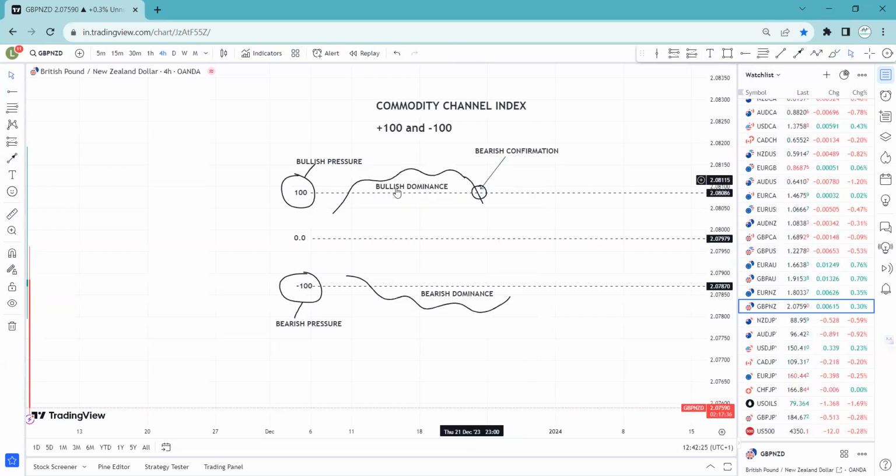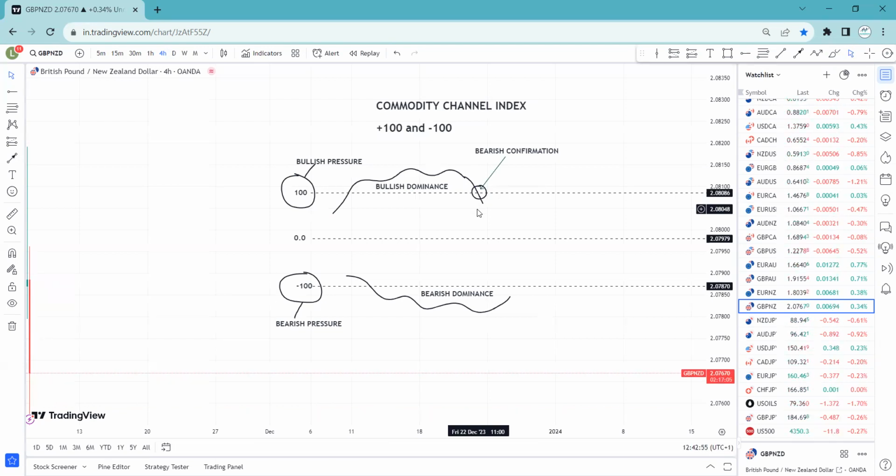Listen carefully. When it goes above, bullish pressure takes over, and so long as the commodity channel index line stays above the positive 100, the bulls dominate the market. But immediately it comes from above the positive 100 and goes below it, what it simply means is that the bulls are no longer interested in that market. And at that point, it gives us what we call a bearish confirmation signal.